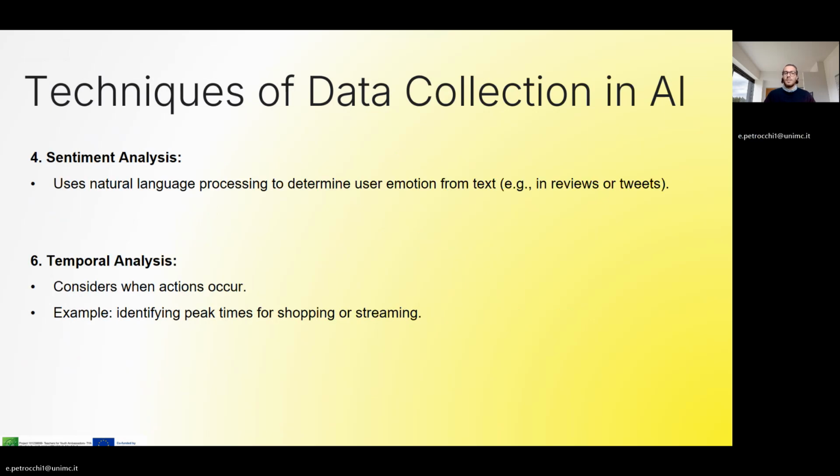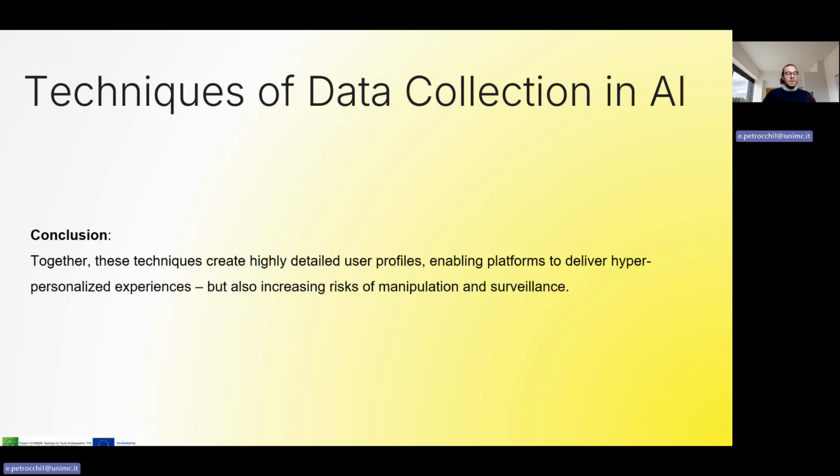Another technique is sentiment analysis, which exploits natural language processing to determine user emotion from text, for example, in reviews on Google. And temporal analysis is another technique that considers when actions occur. An example is identifying peak times for shopping or streaming. And so all of these techniques create a super detailed user profile and then enable the platforms and algorithms on which they are based to deliver hyper-personalized experiences. But of course, there is the dark side of that, because by creating these highly detailed user profiles, AI systems might risk manipulating and surveilling people.